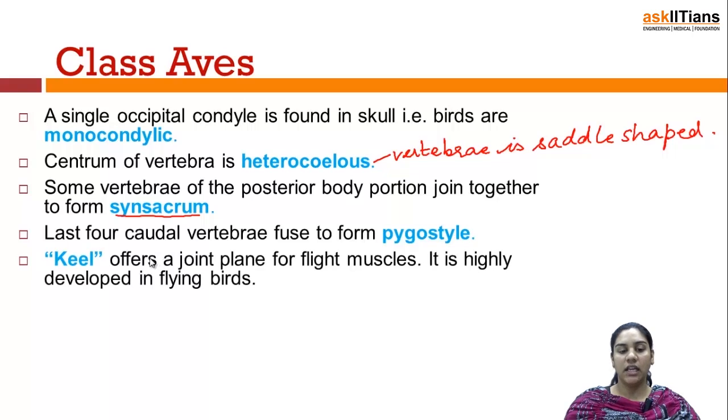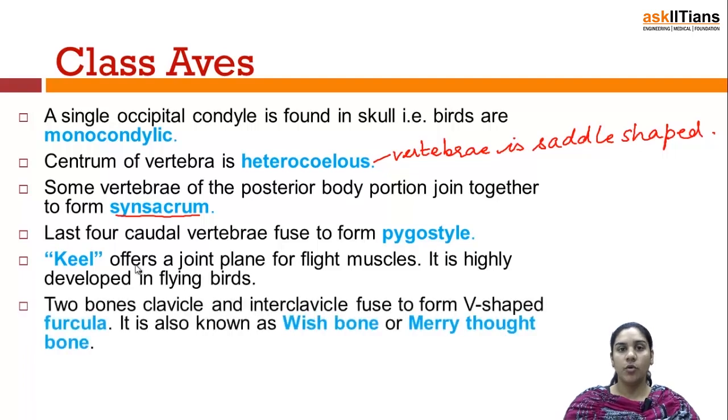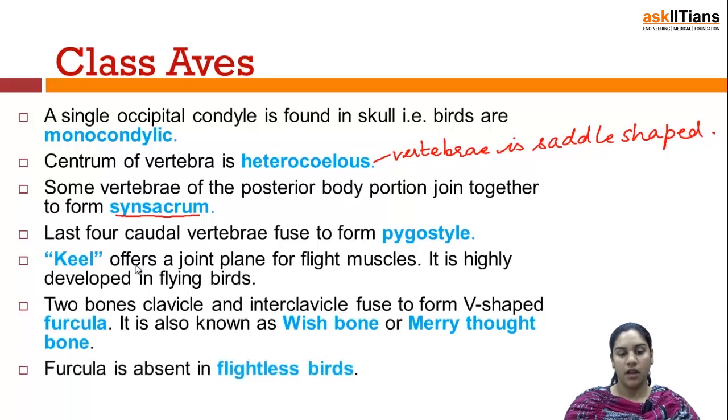There is a keel that offers a joint plane for the flight muscles, and it is highly developed in the flying birds. Two bones, clavicle and interclavicle, fuse to form a V-shaped furcula, and this furcula is also known as wishbone or merrythought bone. Furcula is absent in the flightless birds.